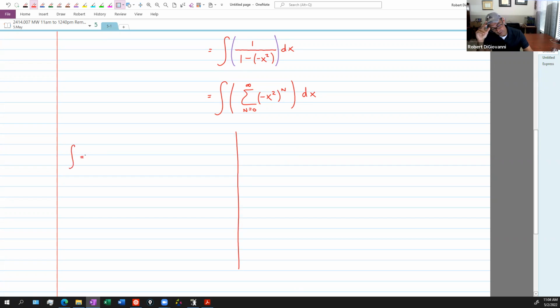This is going to be equal to the integral of, let's let n be 0. If n is 0, negative x squared to the 0 is just going to give me 1. Then if I plug in n is 1, I'm going to get negative x squared. If I plug in 2, I'm going to square the negative, which means positive, and then x squared squared is x to the 4th. Then for the next term I plug in 3, it'll be negative this time, but x to the 6th. And then you can see the pattern being established here. Plus dot dot dot, dx. Questions?